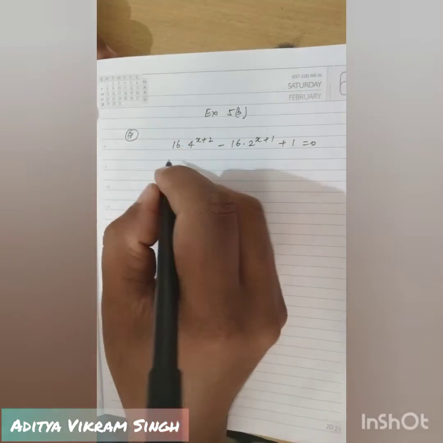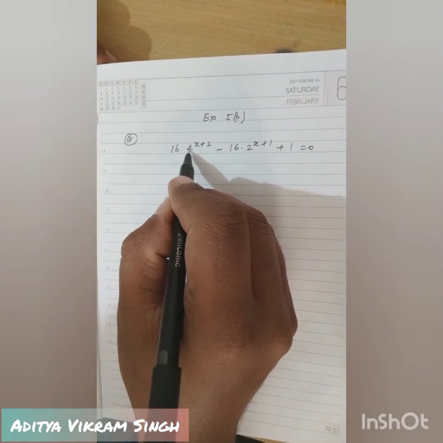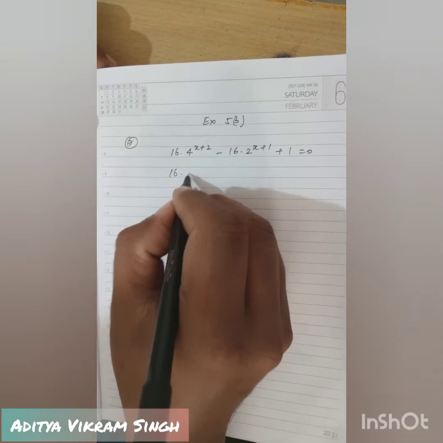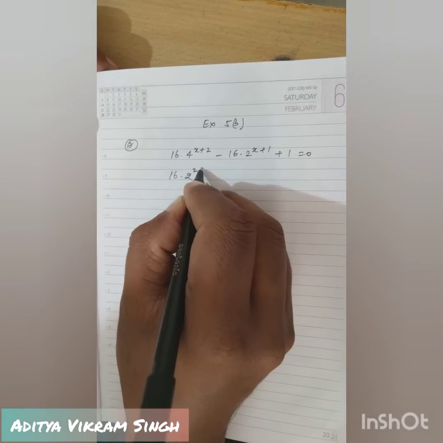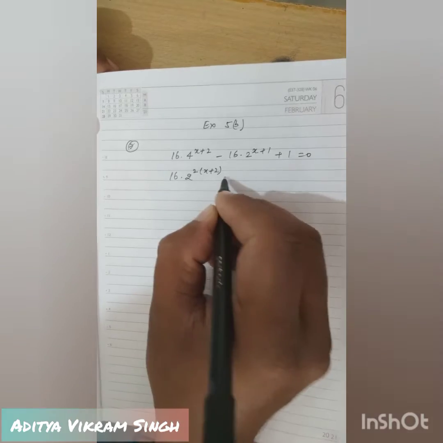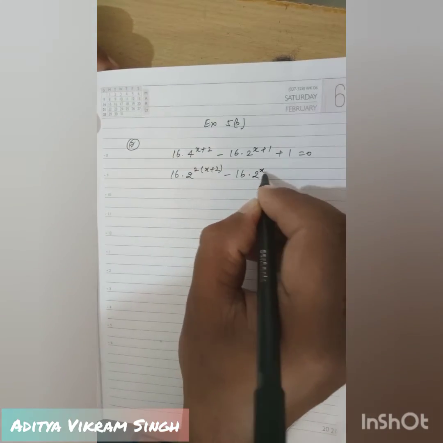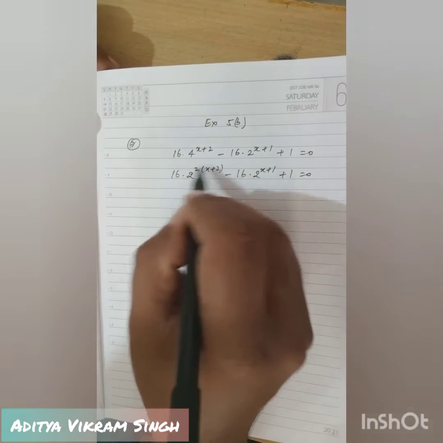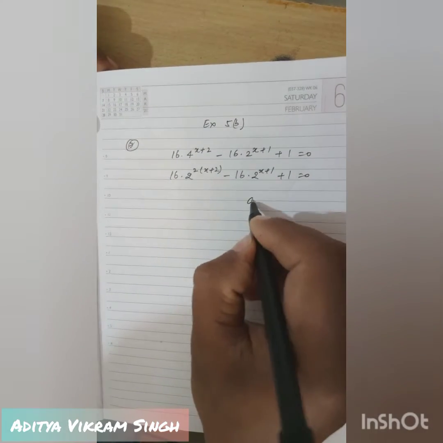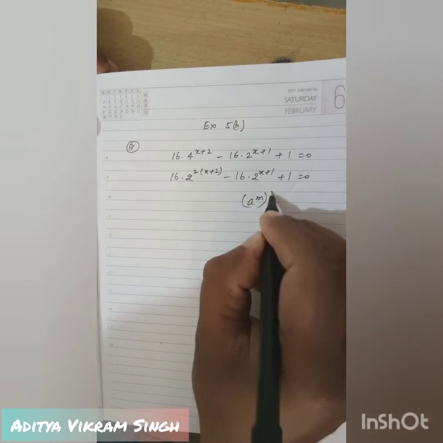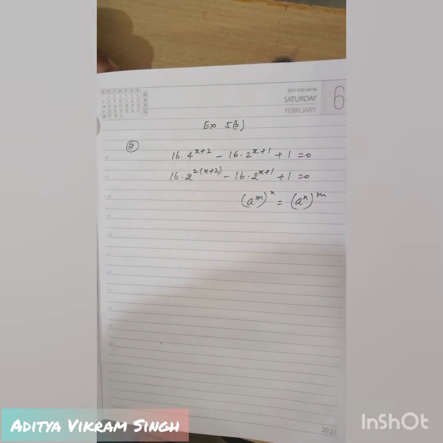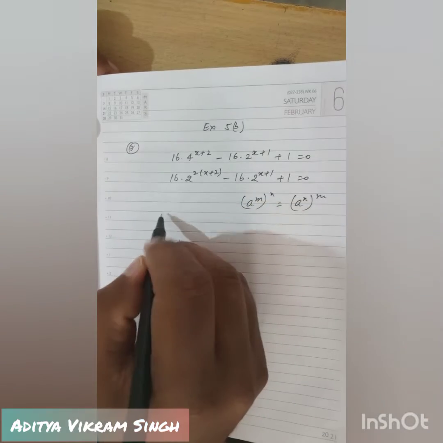Now what we have to do is write 4 as a power of 2. So how can we write? We can write 2 to the power 2 into x plus 2, minus 16 into 2 to the power x plus 1, plus 1 is equal to 0. Now we know that a to the power m to the power n is nothing but a to the power n to the power m. So likewise we can interchange its power.